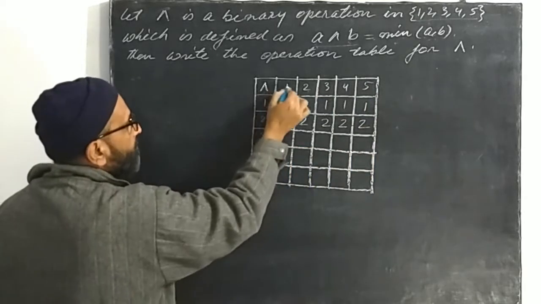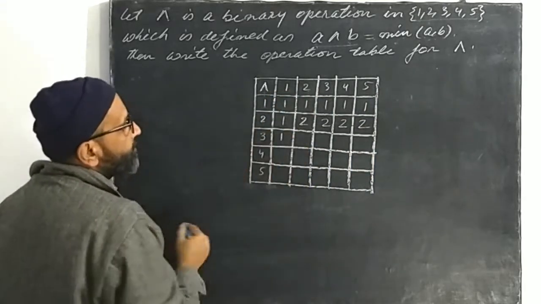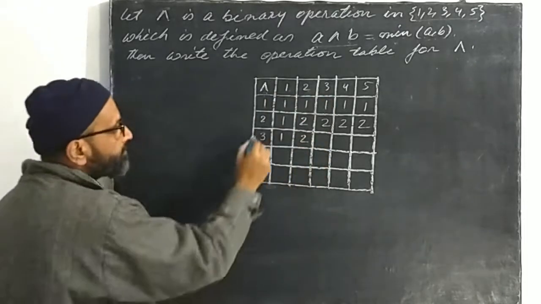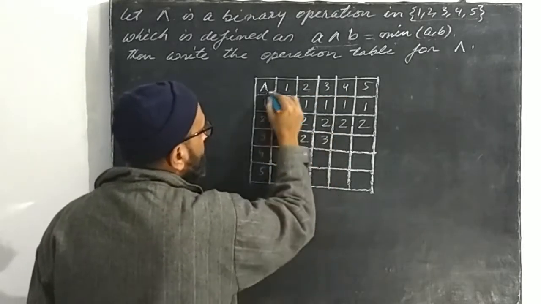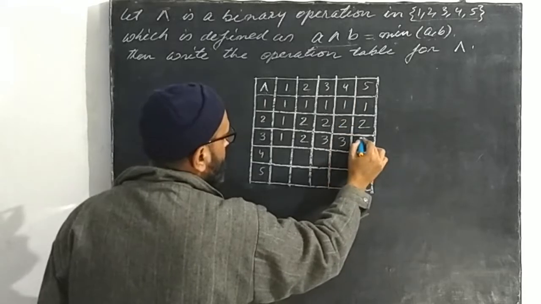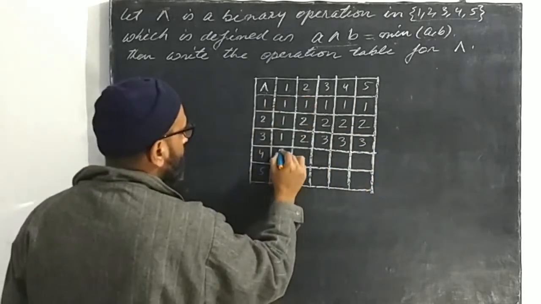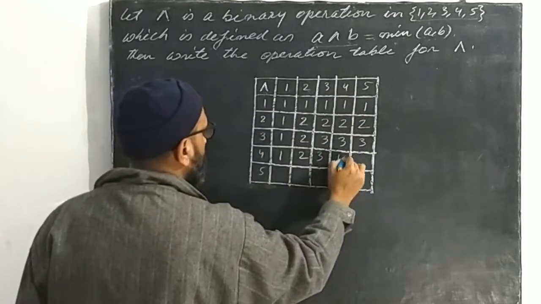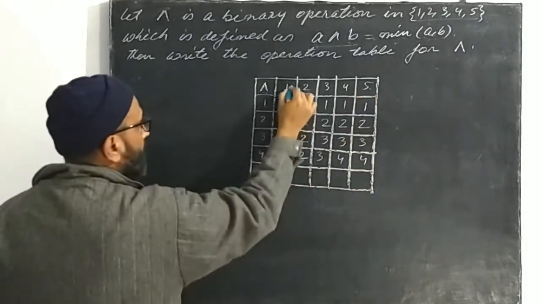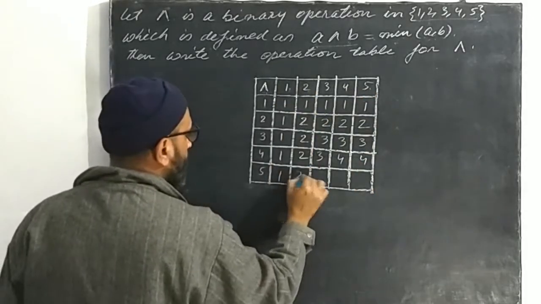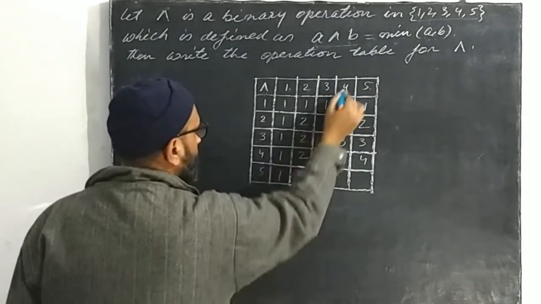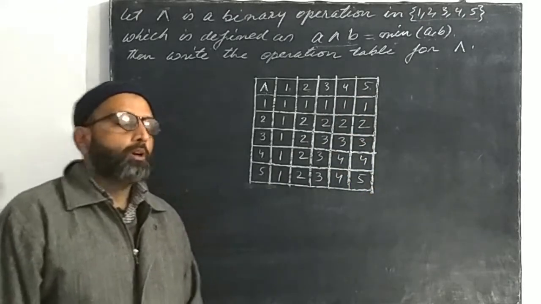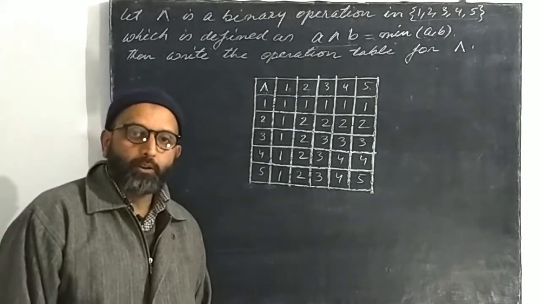Now we take 3 cap 1, that is 1, which is less than 3. 3 cap 2, the smaller one is 2. 3 cap 3 is 3, and 3 cap 4 is 3. In the same way, we have to fill it up. So this is the way to write the operation table for a given binary operation.